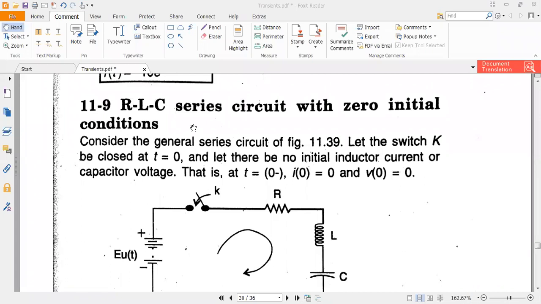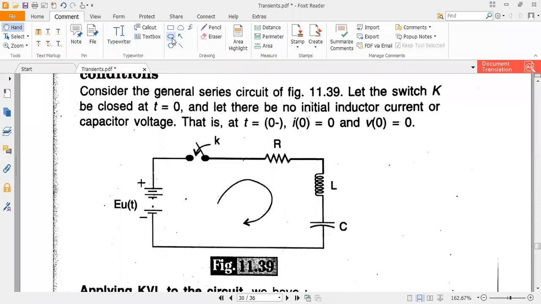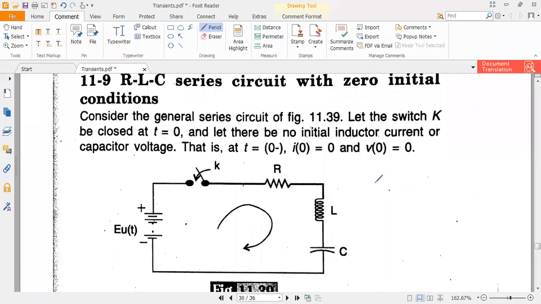or in other words, we can call it the response of the RLC series circuit with zero initial conditions. Okay. So here, this is the RLC series circuit. Here we are going to find the response by considering the zero initial conditions, which means we are going to find the response in the transient state.